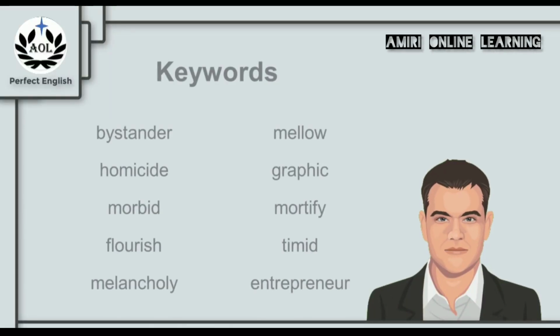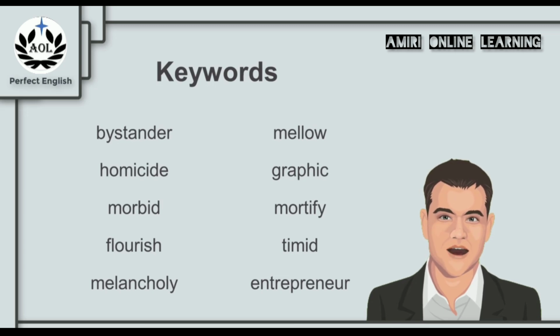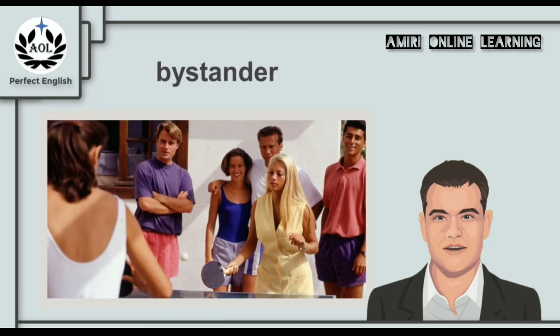In this chapter, we're going to focus on the following 10 keywords: bystander, homicide, morbid, flourish, melancholy, mellow, graphic, mortify, timid, and entrepreneur. Let's start with the first keyword, bystander.